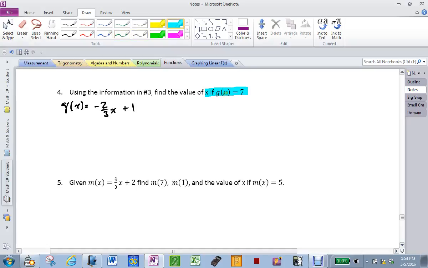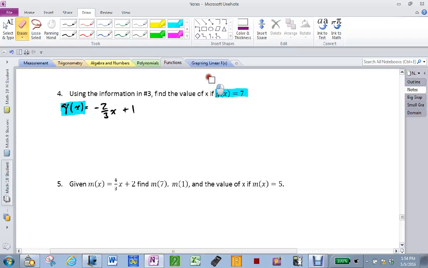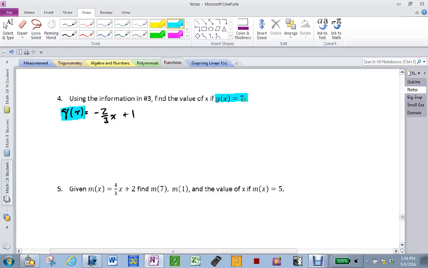X is still unknown. G of x is what? G of x is 7, isn't it? Says so right here. So what can I write instead of g of x? 7. And what does that equal? Negative 2/3 x plus 1.